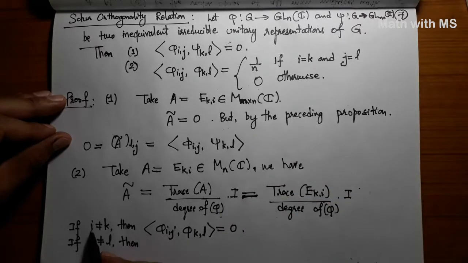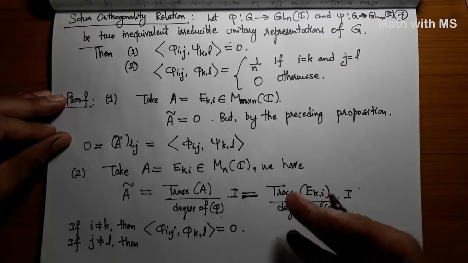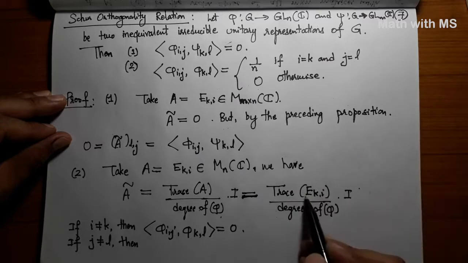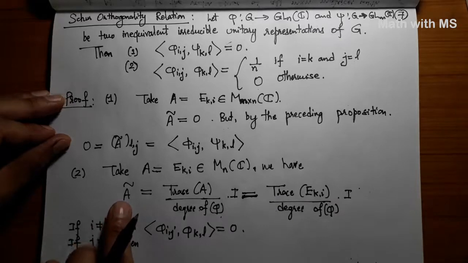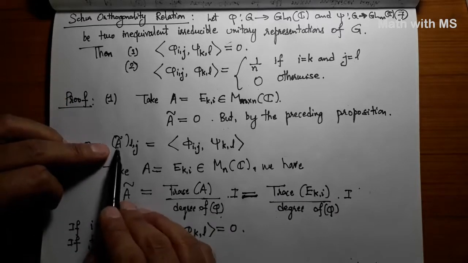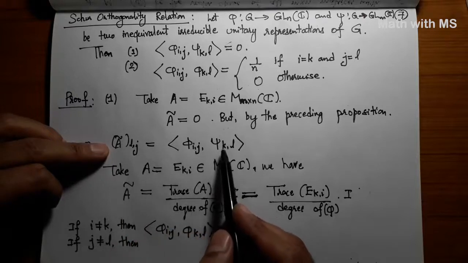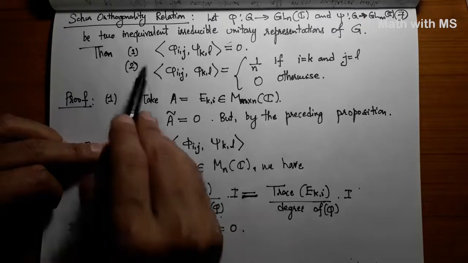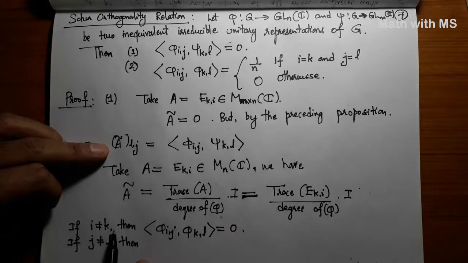So let us say when I is not equal to K. If I is not equal to K, then the only non-zero entry, which is 1 in the matrix E_KI, is outside the diagonal. So the trace is 0, so the right hand side will be 0. Therefore the corresponding LJ entry of A tilde, which is the inner product of phi_ij and phi_kl, because phi is psi in the second case, will be 0 if I is not equal to K.